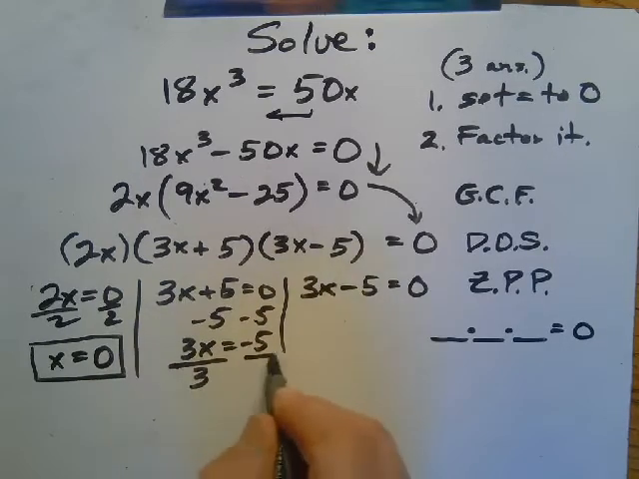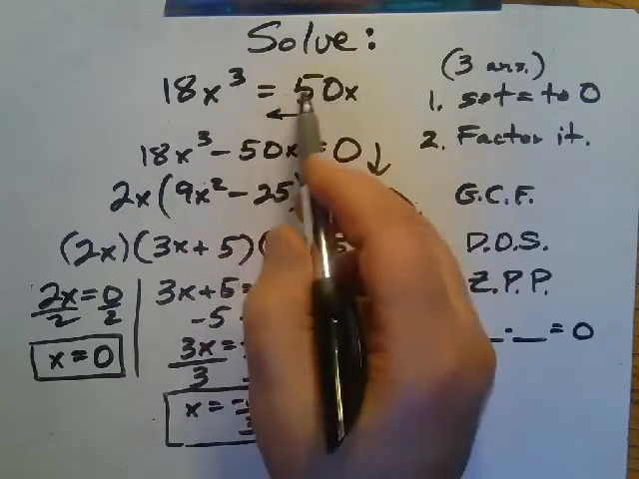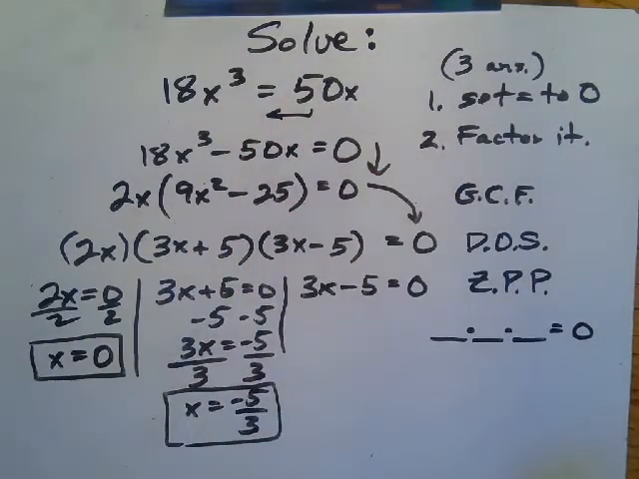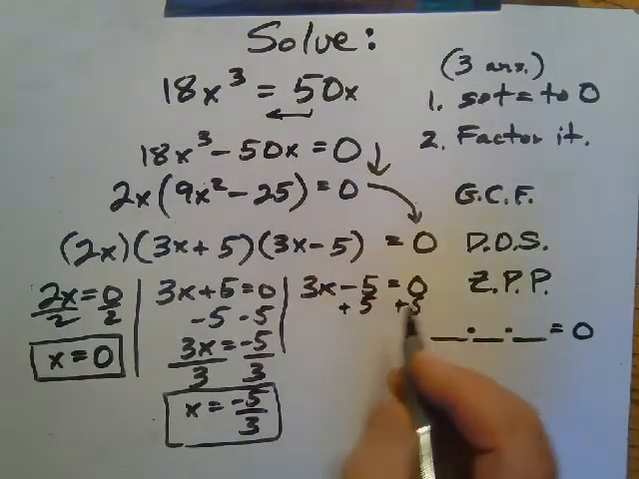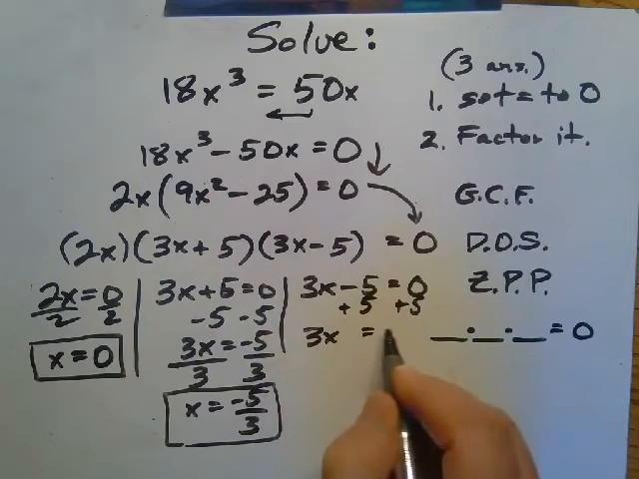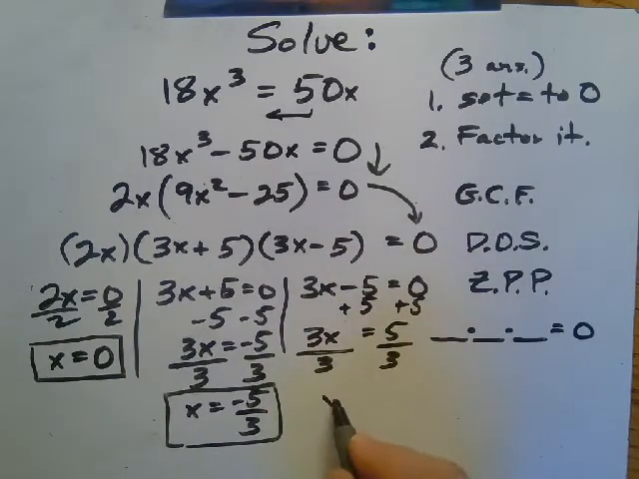Divide by 3. X is equal to negative 5/3. There it is. Now it's hard to see that just looking at it, but if you plug that number in there, it would make that equation true. Let's do one more. Let's add 5 to both sides here. 3x equals 5, and divide both sides by 3, and we get the answer x equals 5/3.